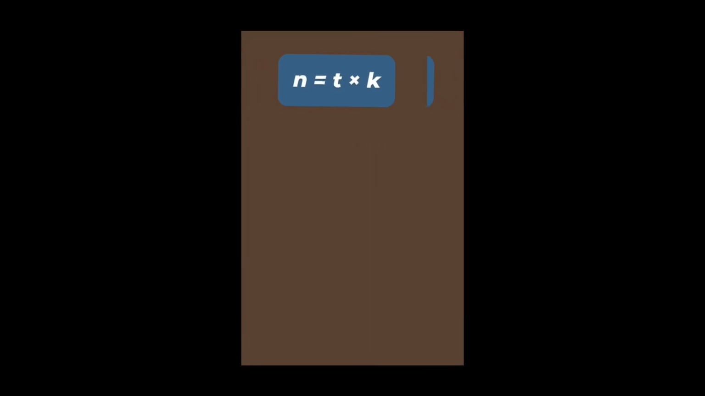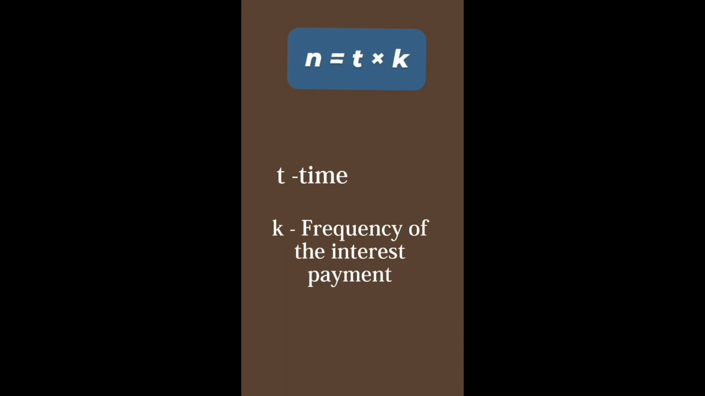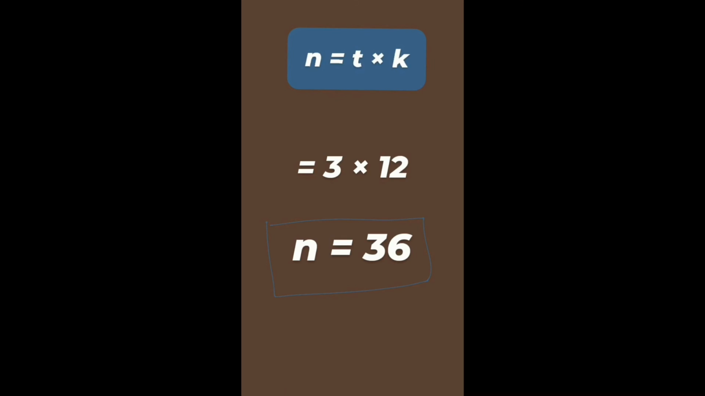And then solve for the n, which is t times k, where t is the time and k is the frequency of interest payment. T here is 3 years, so it's 3 times 12, the frequency of interest payment, because it's monthly, so it's 12. So 3 times 12 equals 36.